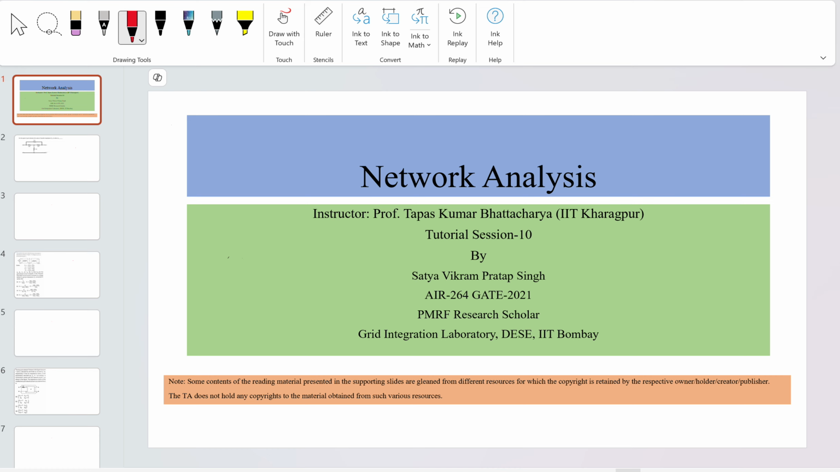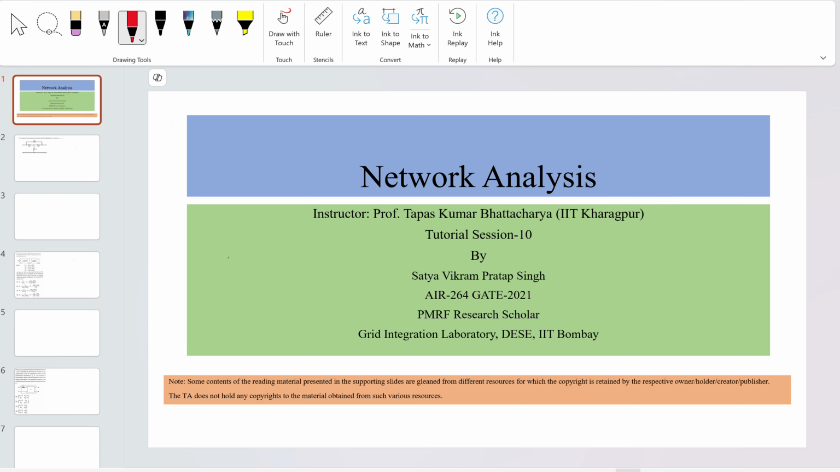So last class also we discussed a few things related to the two-port network. And this class we will also talk about some problems which will help you solve the tutorial problem solving, which was the assessment of the 11th module.